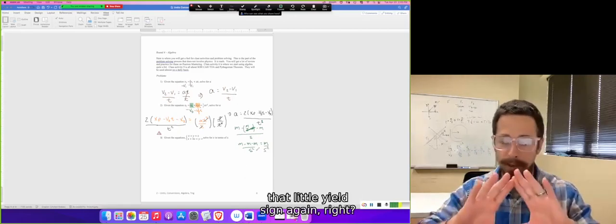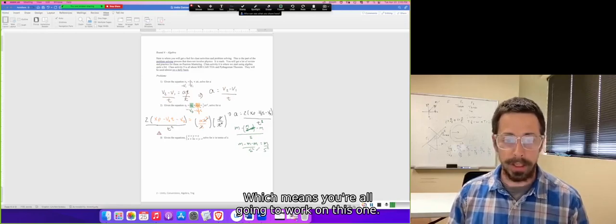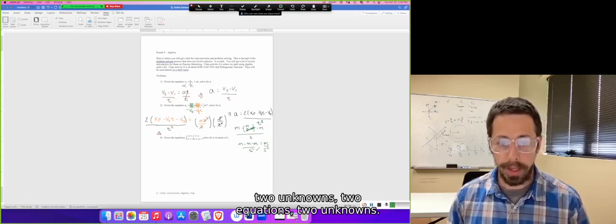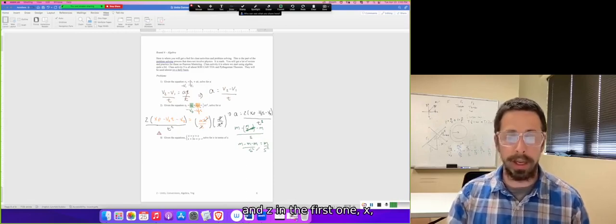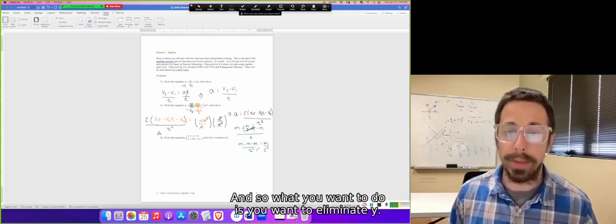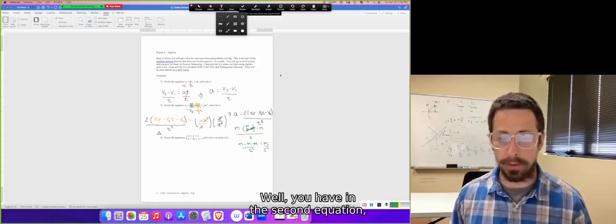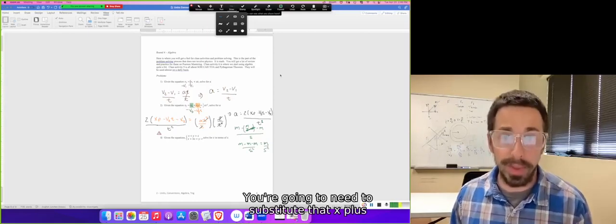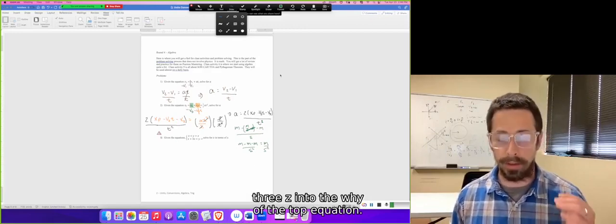All right, number 3, there we see that little yield sign again, right? Which means y'all gonna work on this one. You have 2 equations, 2 unknowns, right? You want to solve x in terms of z. So we have x, y, and z in the first one, x, y, and z in the second one. And so what you want to do is you want to eliminate y. So how do you do that? Well, you have in the second equation, y is equal to x plus 3z. You're going to need to substitute that x plus 3z into the y of the top equation.